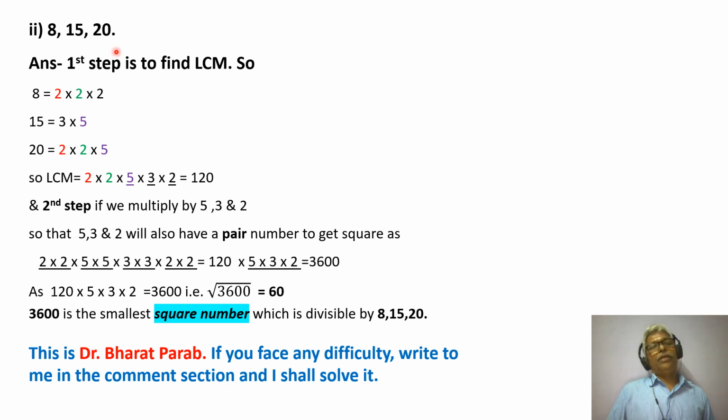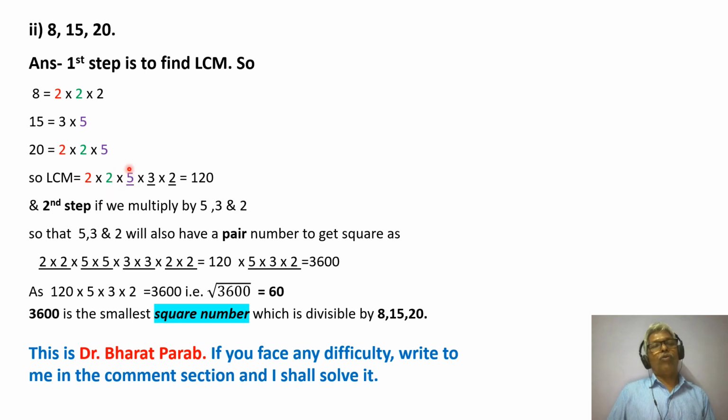But this is not the answer because 120 is not a perfect square, and we have to find a number which is a perfect square and is divisible by all these three. Okay, we know how to find it. So we have these factors. We have to find the pairs. Now this is 2 into 2 into 5 into 3 into 2. This is only one pair.